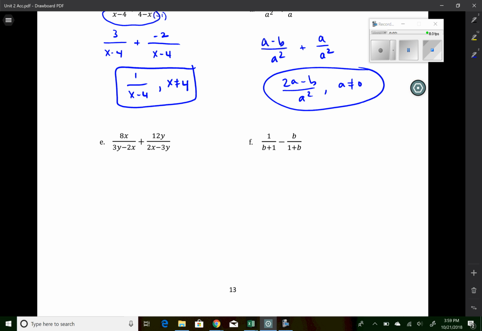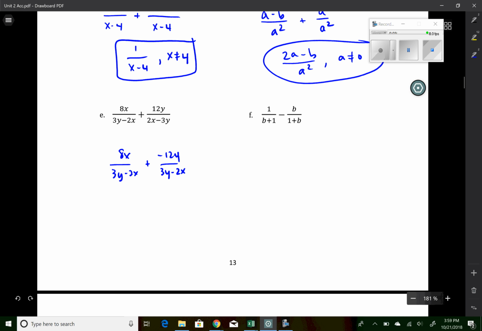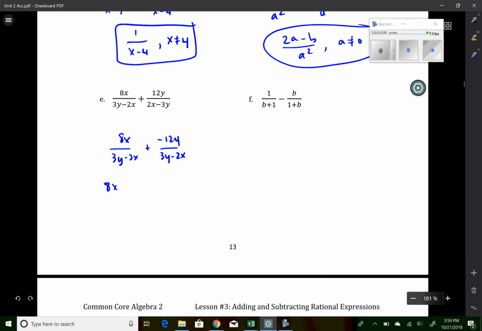For E, we have that situation again where we have two things that would reduce to -1. So let's just multiply one of them by -1. So I have 8x over 3y minus 2x plus -12y over 3y minus 2x. Add up what you got. So I have 8x minus 12y. Those are not like terms, so they can't be combined.